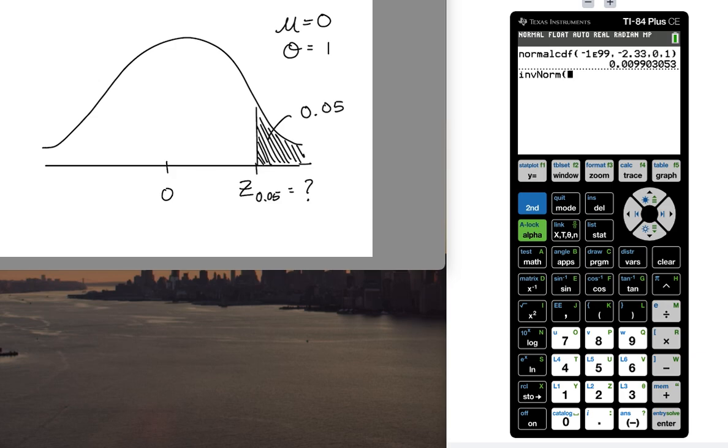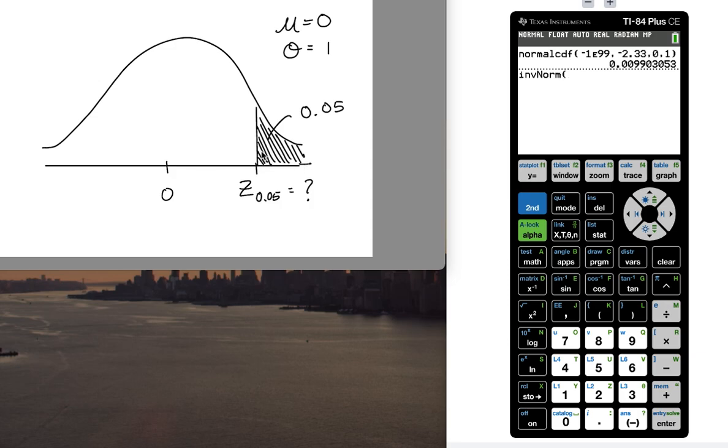Let's take a look at a different question where we're asked to do the opposite. Let's suppose here in this particular problem, you know the area under the curve. So we know the shaded area under this bell-shaped curve, but we don't know the z-score or the critical value, or we can just call it a value, right? We don't know the value that separates an area of 0.05 on the right side of this normal distribution.